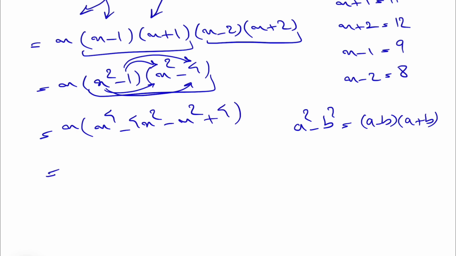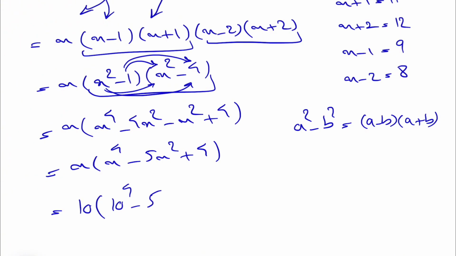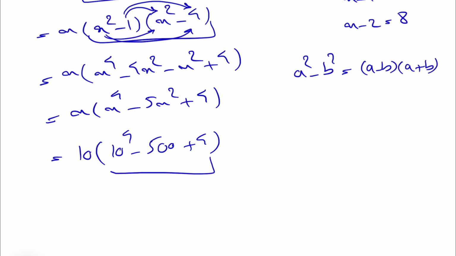Let's see what we have in here. We'll have x times x to the 4 minus 5x squared plus 4. And let's put our 10 in here. So we have 10 times 10 to the power of 4 minus 5 times 10 squared, which is 100, so 500, plus 4. It seems that we only need to figure this one out. 10 to the 4 is 10,000, minus 500 is 9,500, plus 4. It will be 9,504.